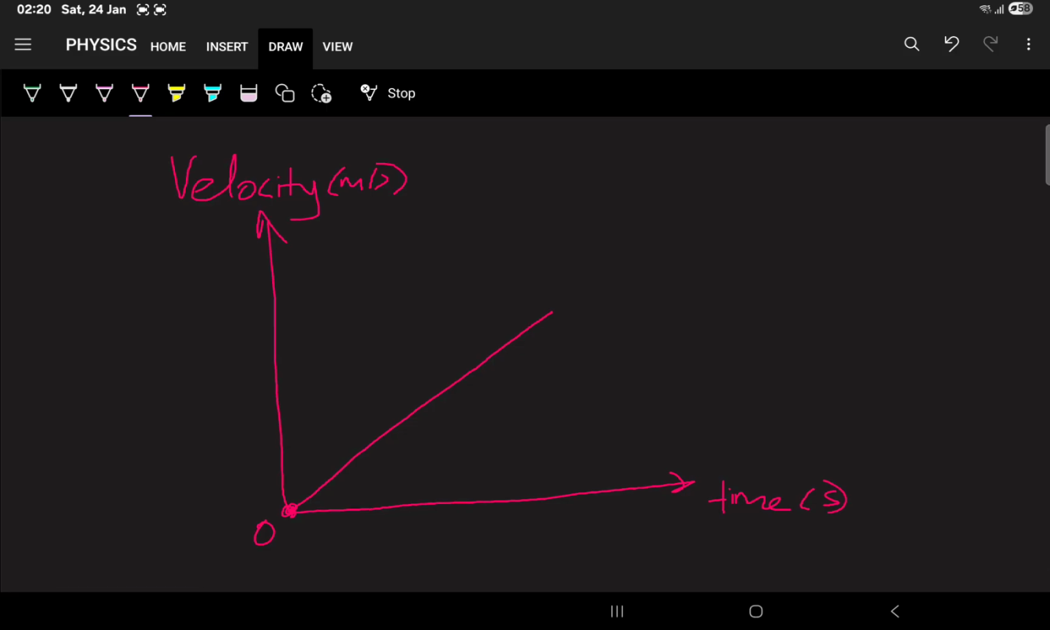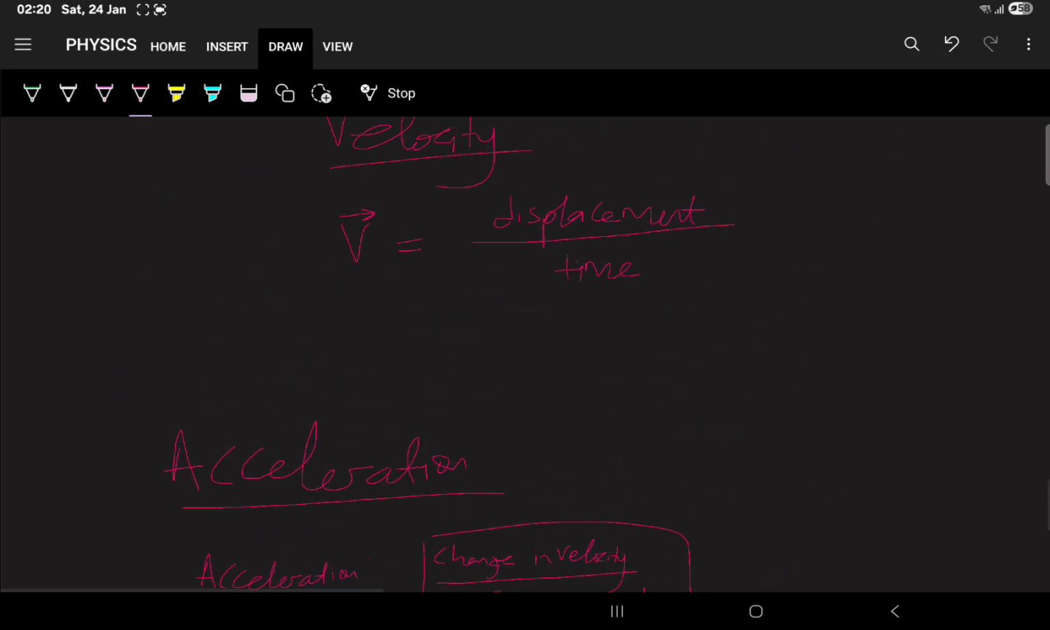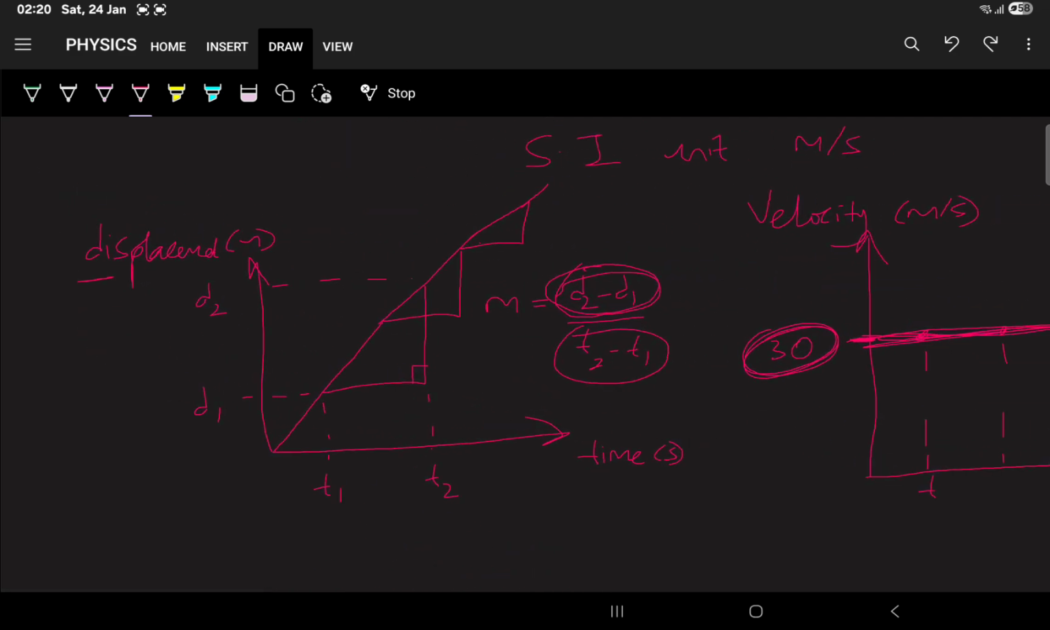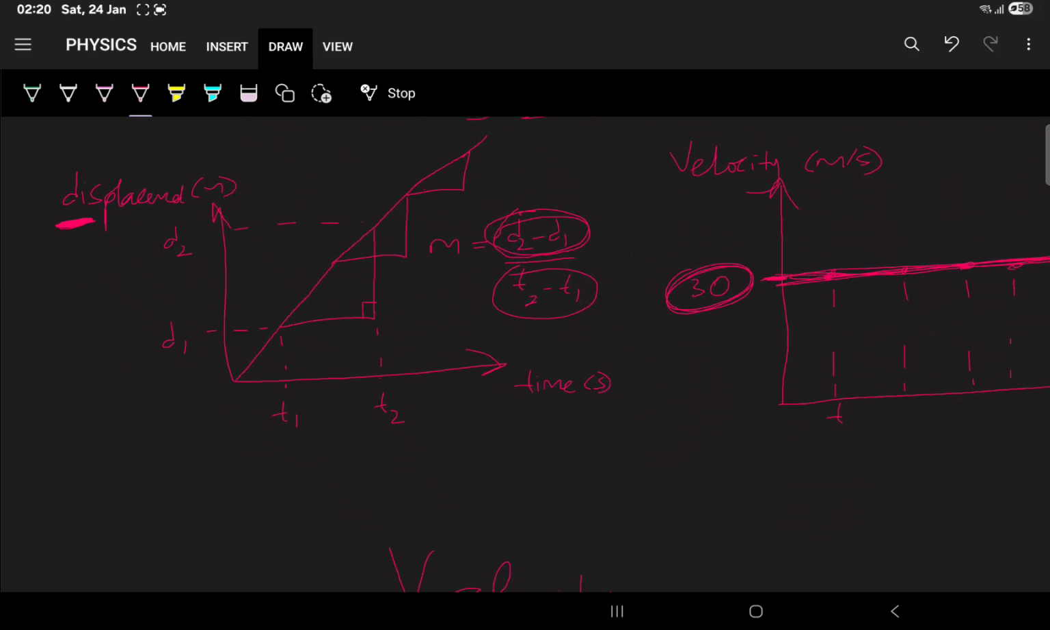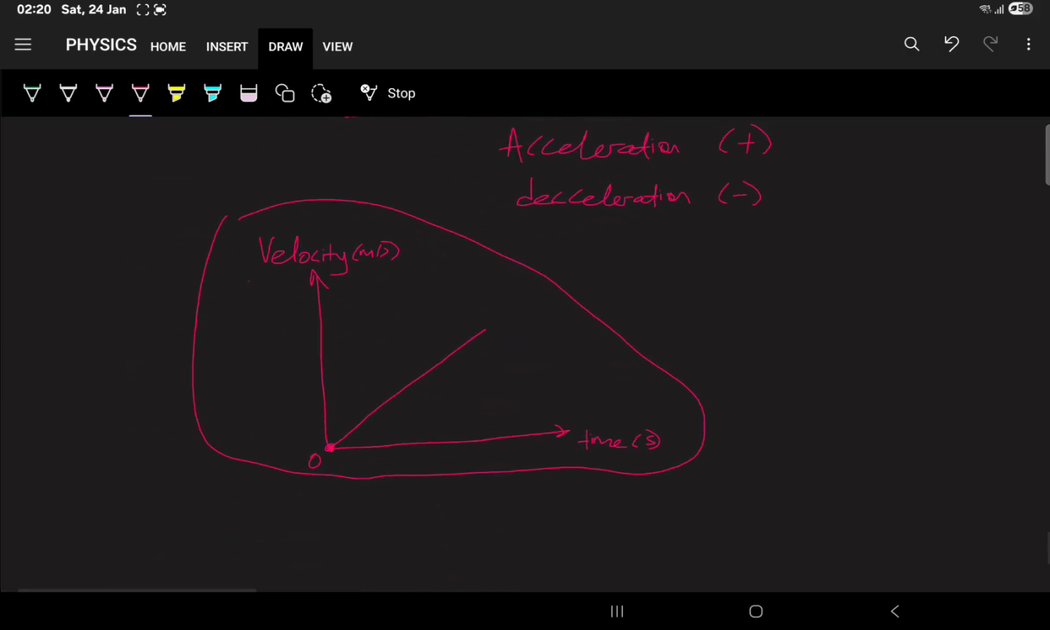Now here's a keynote from the previous lesson. You can see that this graph looks similar to this graph, but here's a key point. On the y-axis we have displacement for speed, while for the acceleration graph we have velocity here. So take note of what you're putting on your x and y axis.